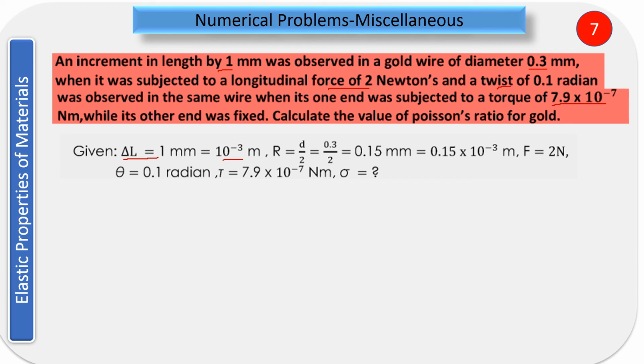So it is 10 to the minus 3 meter. The radius will be equal to diameter divided by 2, so 0.15 millimeter, because the diameter is given as 0.3 millimeter. So I have divided it by 2 and converted it into meters. The force is given, 2 newtons is the force that you are going to apply. The angle by which it is getting twisted is also given, and the torque that you have applied to twist is also given. And then you have to find the value of sigma, that is the Poisson's ratio.